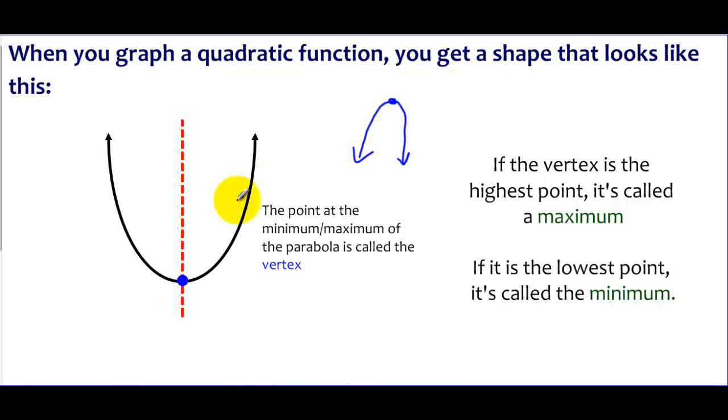So depending on whether it's upside down or right side up, I may call the vertex a maximum, I may call it a minimum, and we'll see how to flip that graph upside down and how we'll know whether it has a maximum or whether it has a minimum.